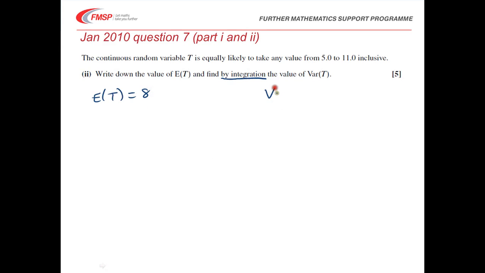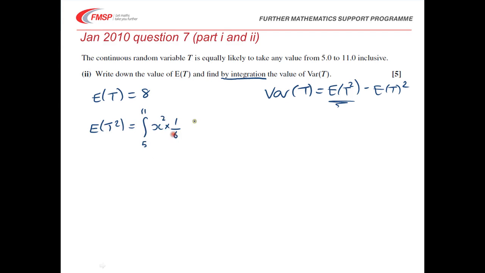Now to work out the variance, again the variance of t is equal to E of t squared minus E of t all squared. So again I'm going to need E of t squared. By definition E of t squared is going to be the integral from the smallest to the largest value of x squared times the function that we're dealing with. Just integrating this, this is going to give me x cubed over 18 between 5 and 11.